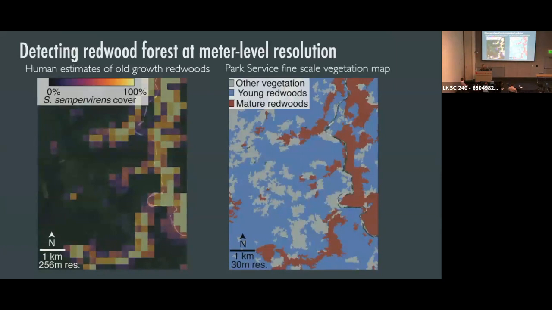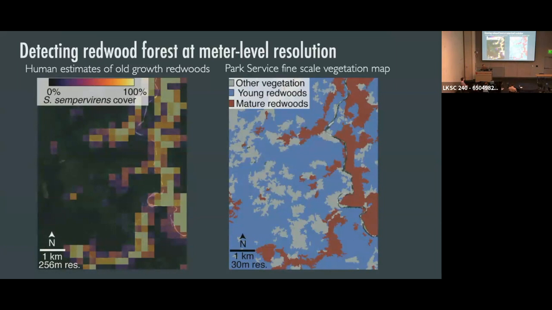This is human annotators detecting essentially where these old growth groves are remaining in this landscape. And then as we can see on the right, this is the official National Park Service map for this region. And the red regions are where old growth redwoods are. And as we can see, they map quite nicely to one another.